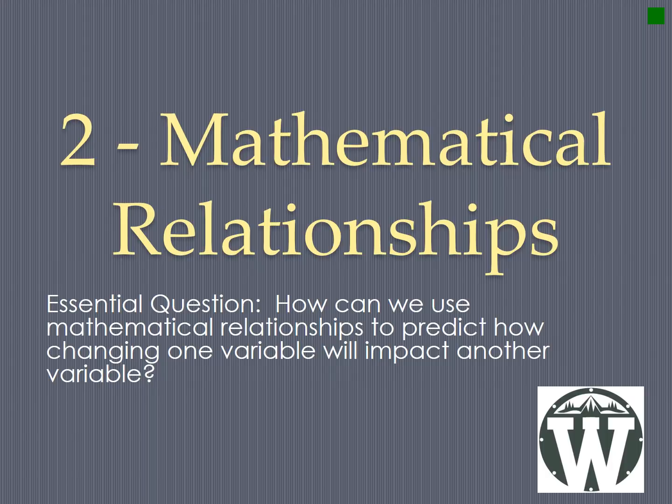Today we're going to talk about mathematical relationships. The essential question that you want to answer in your notes is, how can we use mathematical relationships to predict how changing one variable will impact another? If you recall, a variable is a numeric value that describes a fundamental property of an object, such as time or length.